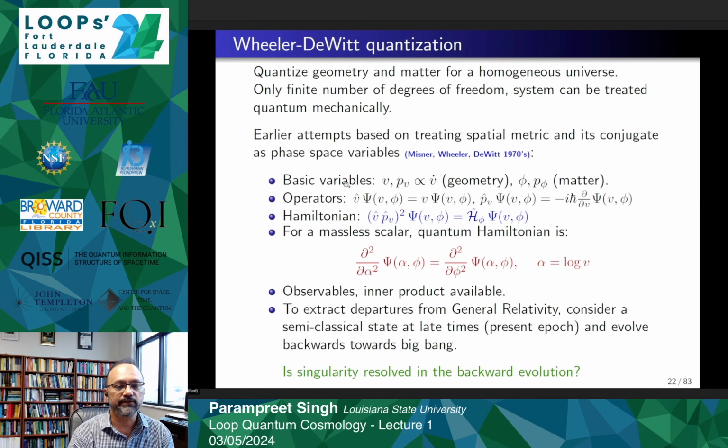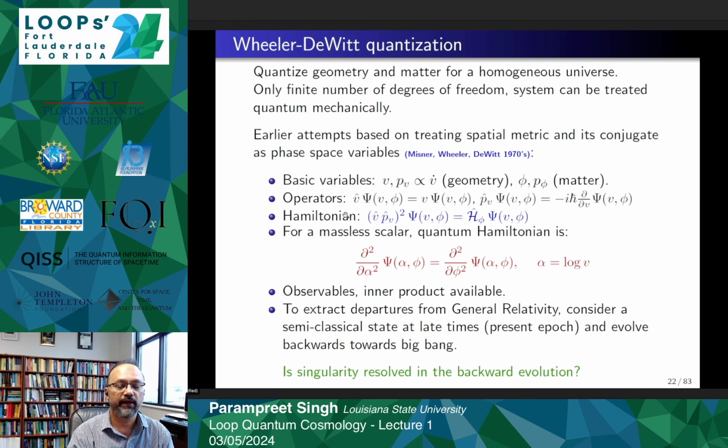The basic variables we can write in terms of the Misner kind of variables, the volume and the momentum of volume, which goes as v dot, and phi and p phi, which goes as matter. We can make them operators in the Hilbert space. So v hat acts on the wave function psi of the universe, which depends on the volume, with time or clock phi, which is multiplicative, and its conjugate acting as a differential operator.